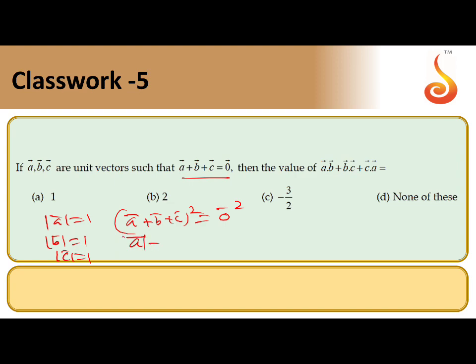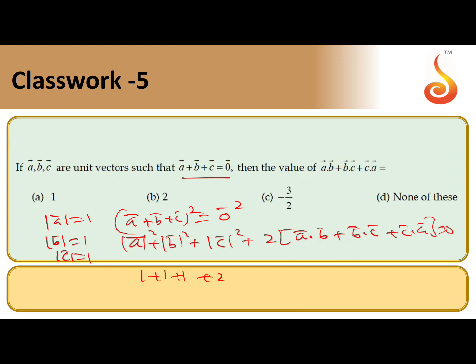Now, modulus A bar square plus modulus B bar square plus modulus C bar square plus 2 times (A dot B plus B dot C plus C dot A) equal to 0. So modulus is 1: 1 plus 1 plus 1 plus 2 into (A dot B plus B dot C plus C dot A) equal to 0. So 1 plus 1 plus 1, 3. Shift to that side.